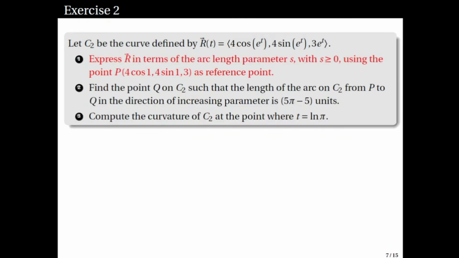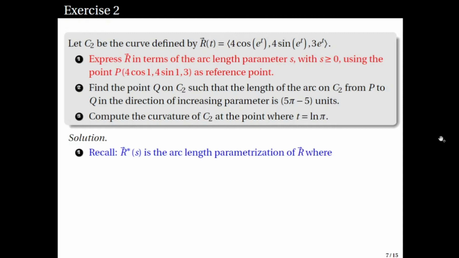Now let us move on to the second set of exercises. Here we have a curve C2 defined by the vector r with components 4 cosine e to the t, 4 sine e to the t, and 3 e to the t. First, we express the vector r in terms of the arc length parameter s, with s greater than or equal to 0, using the point P with coordinates 4 cosine 1, 4 sine 1, and 3 as the reference point.